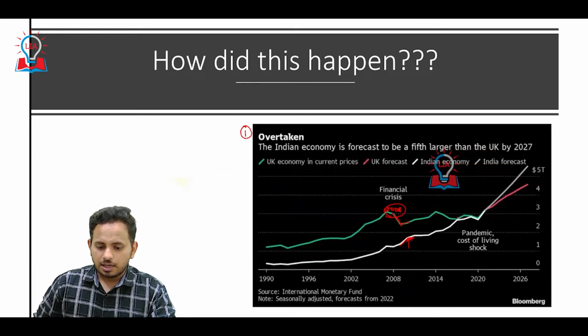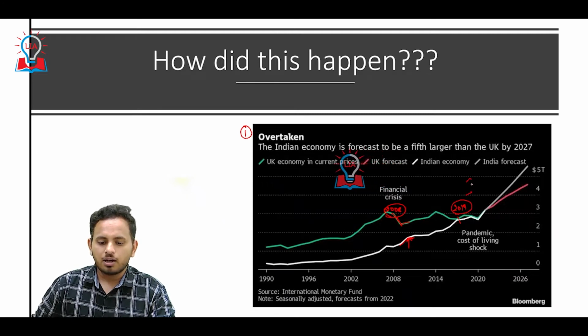Here you can see in 2019, the Indian economy surpassed the UK, but as soon as this happened, we had COVID-19.